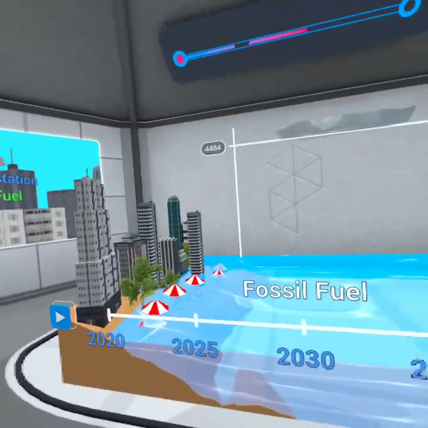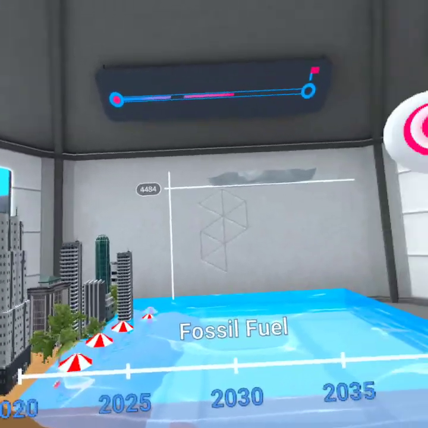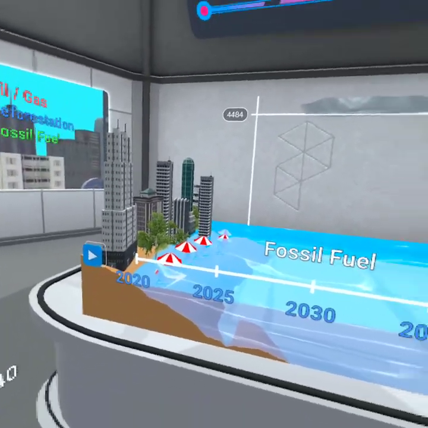Now let's organize our findings. Use the grip button to scroll through the different options on the task station to describe the result of each human activity on the glacier.